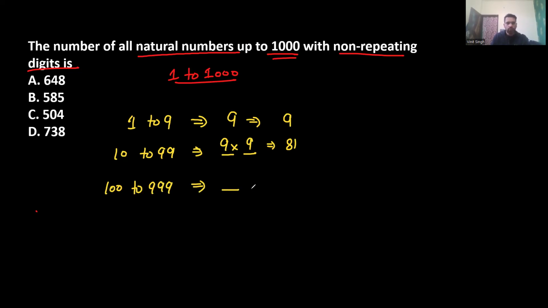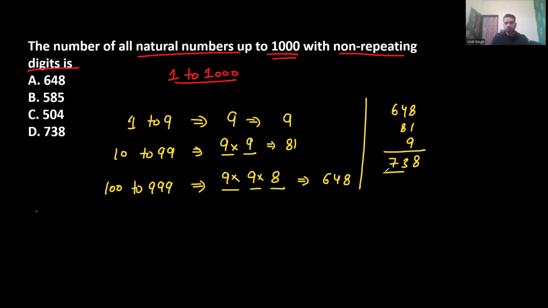Now come to 100 to 999. 3 places are there. At the first place, there are only 9 numbers we can put. Now the second place, we can also put 9 numbers, and the third place, 8 numbers are there. 9 times 9 is 81, times 8 is 72, so 648 will be the answer of this calculation. Now we will add all these numbers: 648, 81, and 9. So the answer will be 738. Option D will be the correct answer. So the numbers between 1 and 1000 where digits are non-repeating are 738.